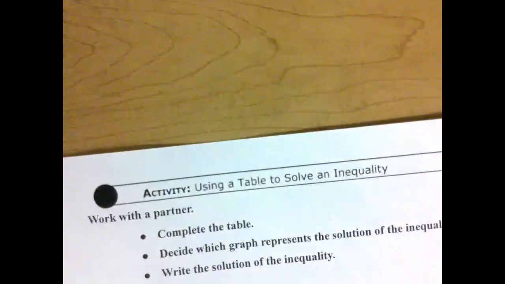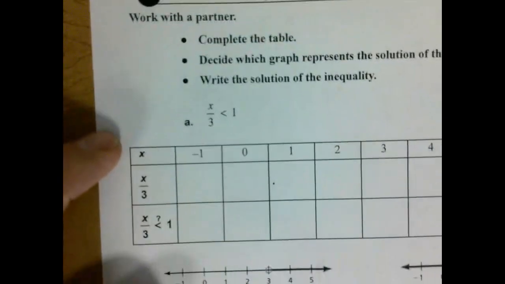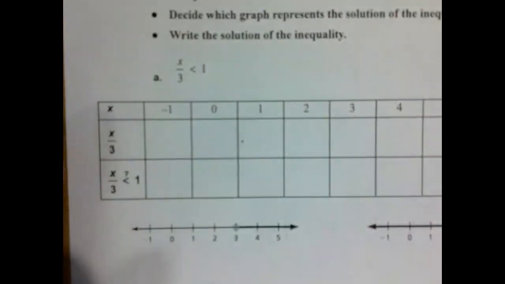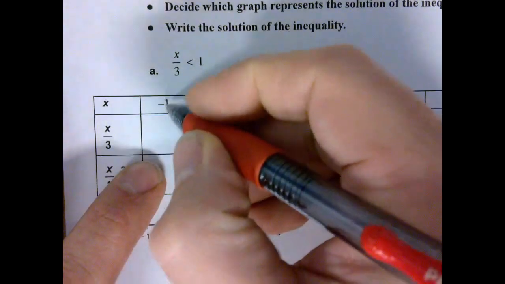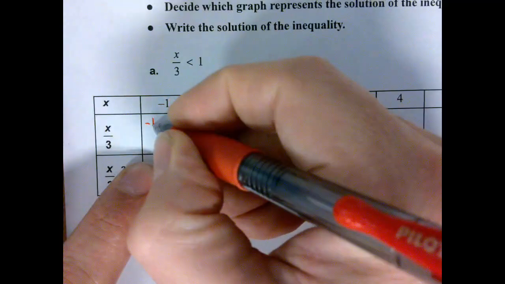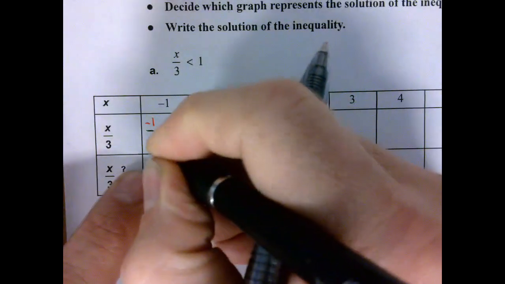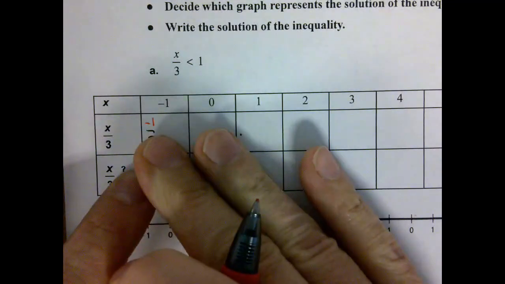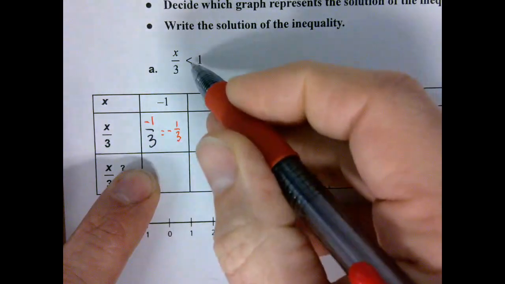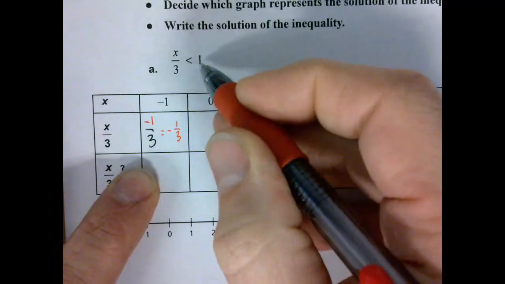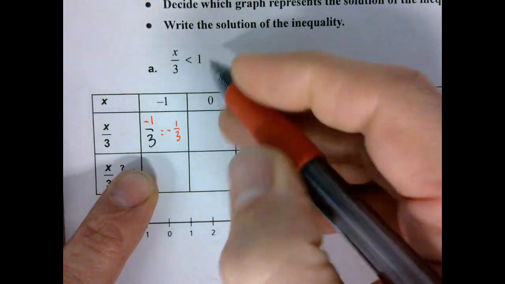On the back. Oh, it's a fraction. No, it's just division. So again, you're just going to plug it in. Whatever that x value is, plug it into here. So a negative 1 divided by 3. I'm just going to leave it as a fraction. Is a negative 1/3 less than 1? Is a negative 1/3 colder than 1? Yes.